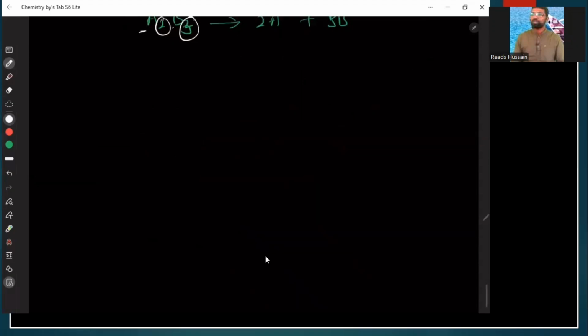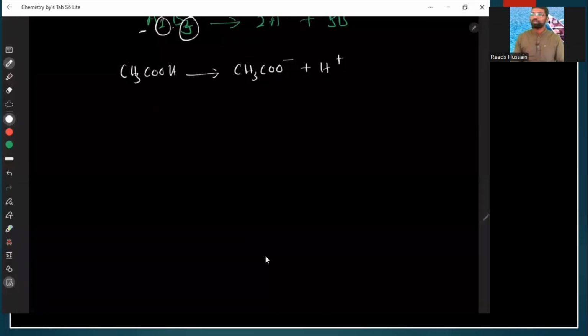Which weak electrolyte have we taken? Acetic acid, CH3COOH. It undergoes dissociation like CH3COO minus and H plus. You also please note this down, you compulsorily have to note it down. CH3COOH gives CH3COO minus and H plus. This is a weak electrolyte, or weak acid.